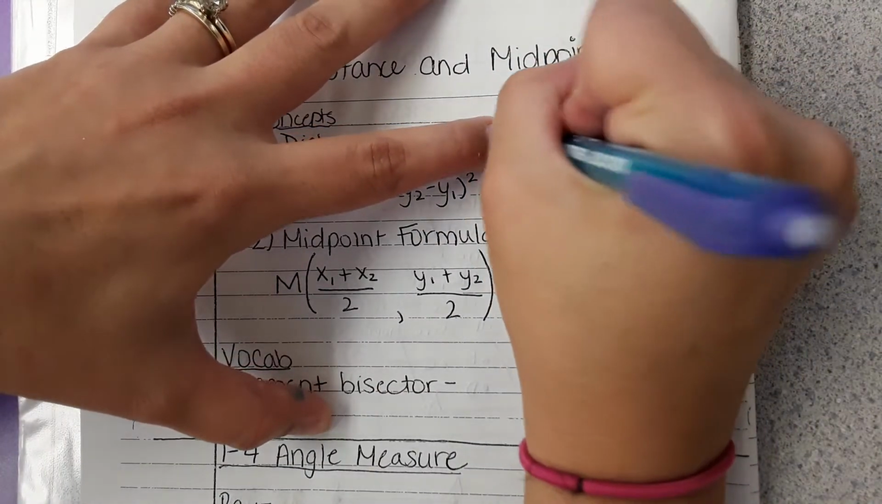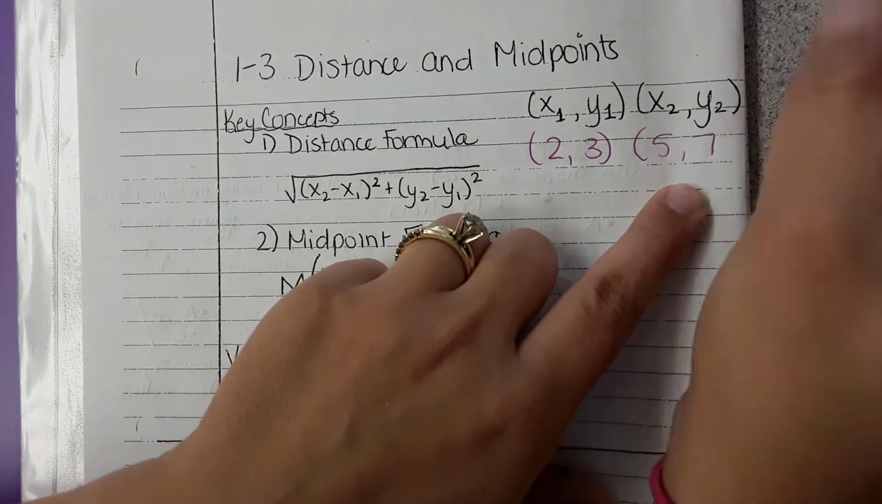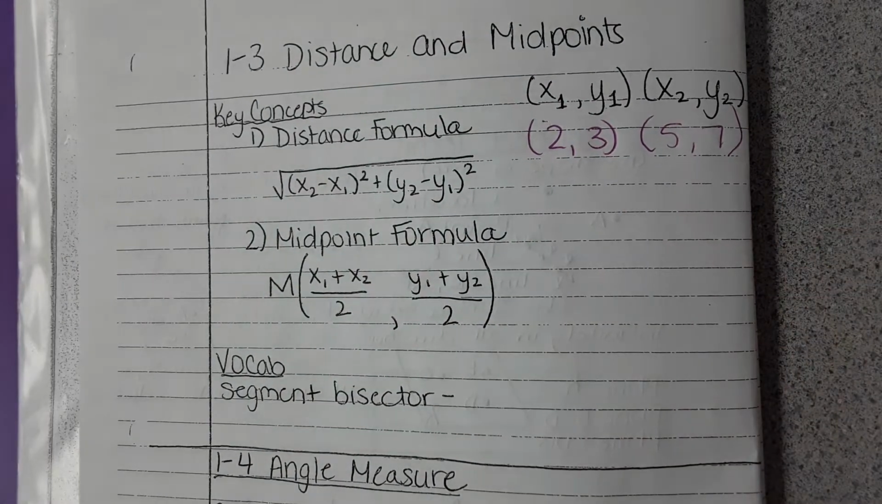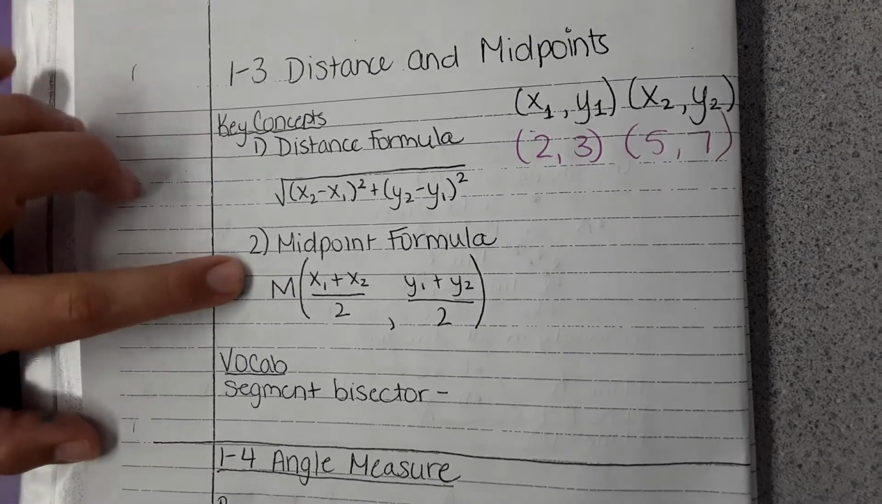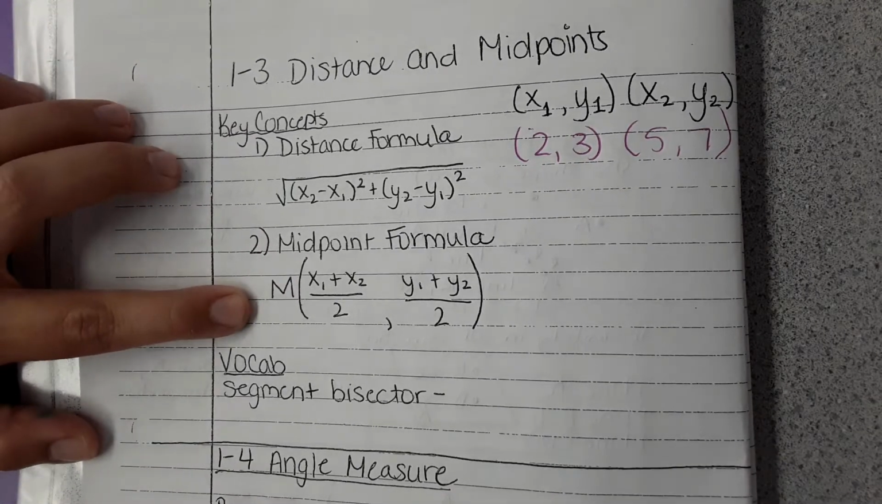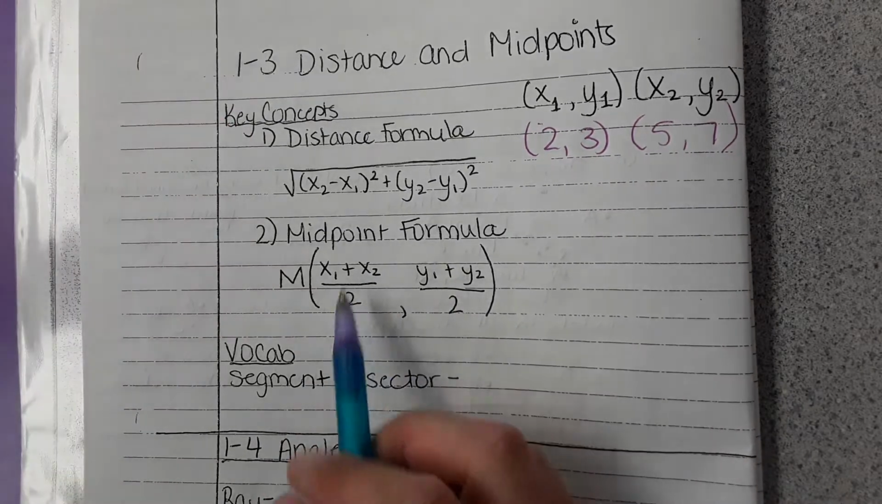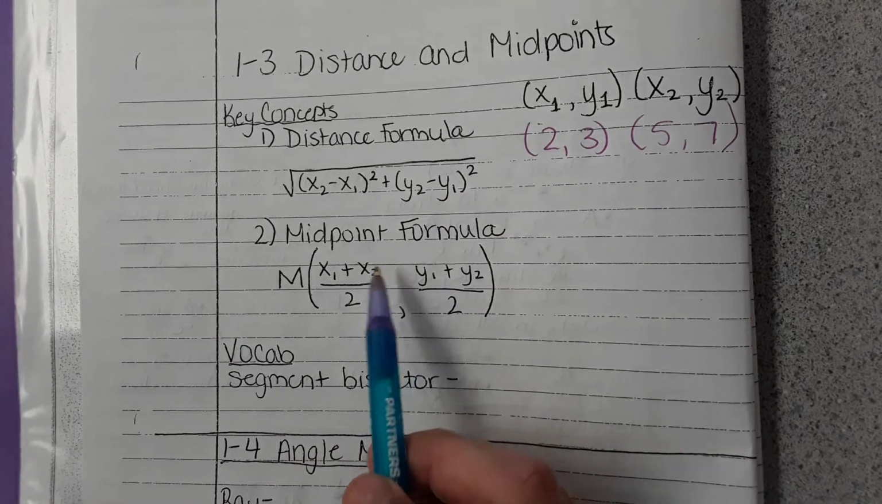So if you had coordinates like 2, 3, and maybe 5, 7, this is how you would label it: x1, y1, and x2, y2. Then this midpoint formula right here, we're going to practice using that. You should have seen it in algebra, but we're going to go over it from the very beginning.